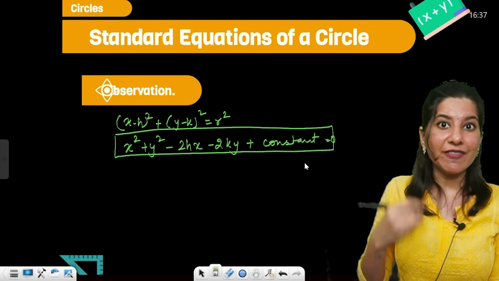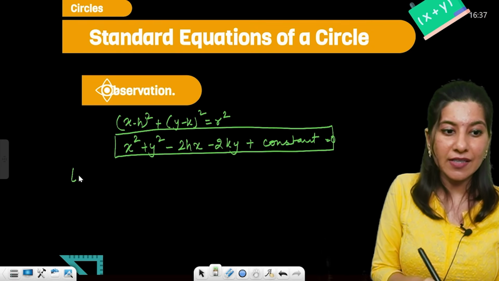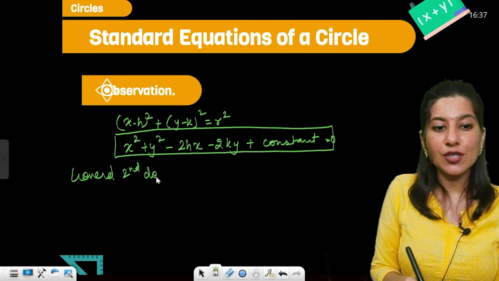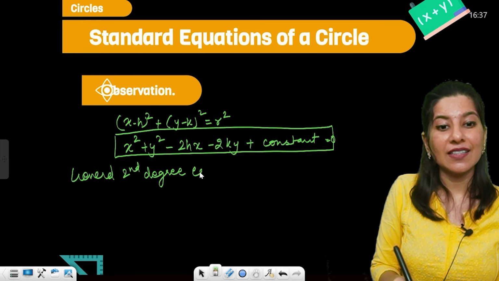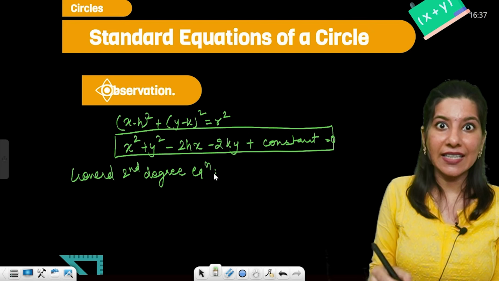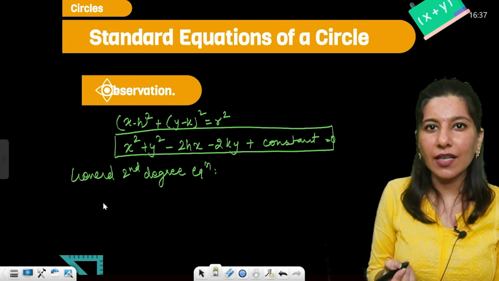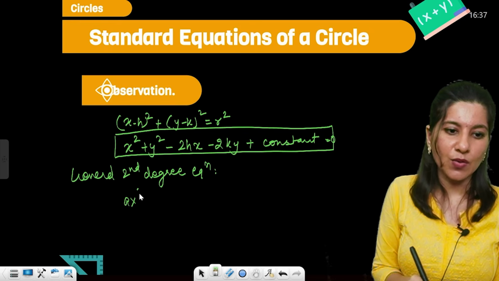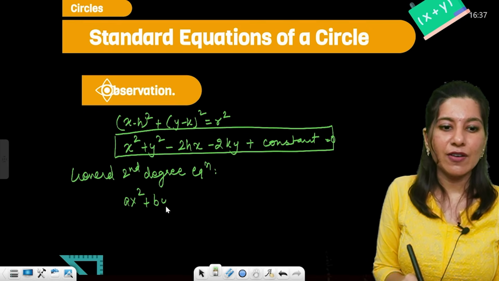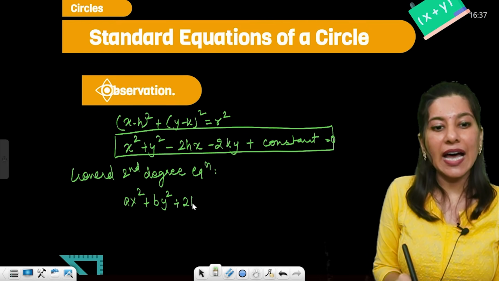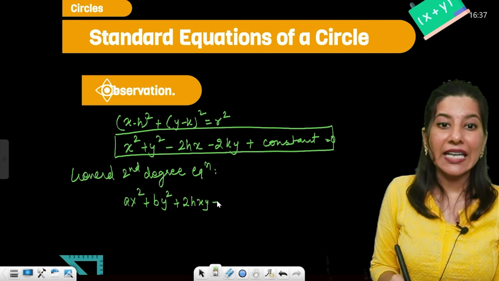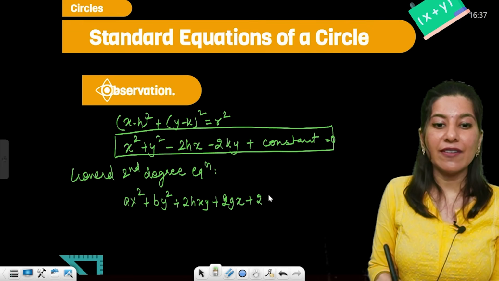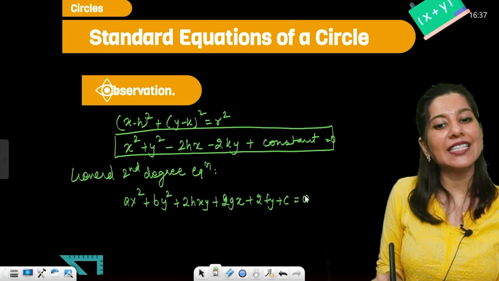So, if I just write the general, remember the general second degree equation, which we studied in straight lines? General second degree equations will have how many terms? You tell me. It will have an x square term, a y square term, an xy term, an x term, a y term, and a constant. That's it.